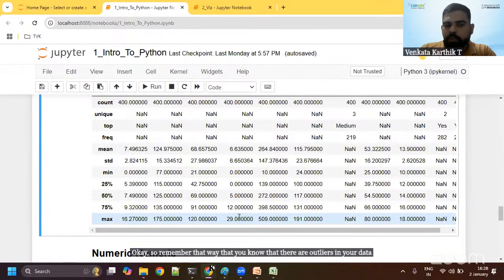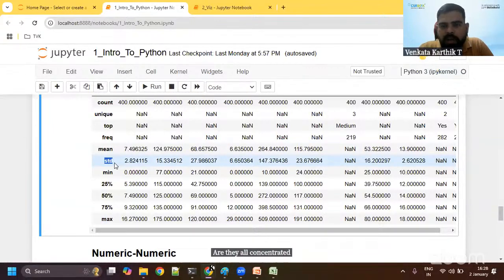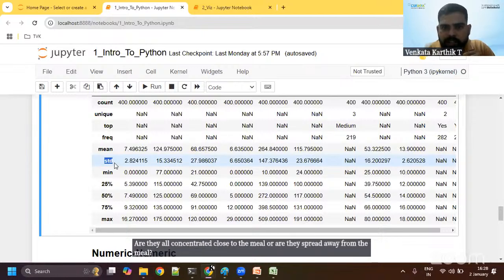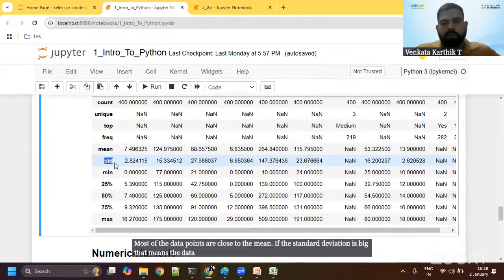And similarly, we spoke about standard deviation and range, right? This tells you how the data is spread. Are they all concentrated close to the mean or are they spread away from the mean? So if the standard deviation is small, it means the data is close to the mean. Most of the data points are close to the mean. If the standard deviation is big, that means the data is spread far from the mean.